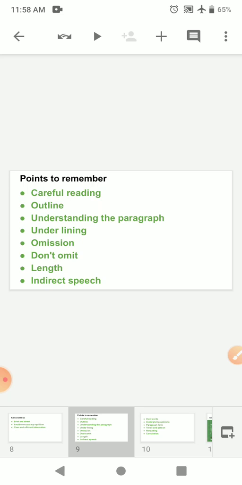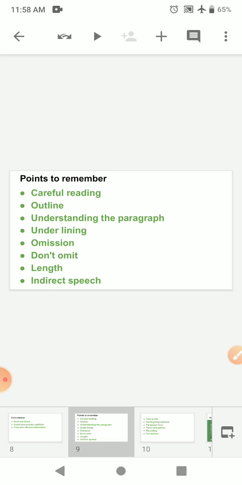Then comes omission. Omit all that which you find unnecessary. You will omit unnecessary information, or if you find some information repeated again and again, you will omit that. Or if you find some long phrases which could be replaced by just one word, you will omit that and replace it with one word. But do not omit any necessary information. While writing a précis, the writer should not omit any important point or idea which is essential to be described.